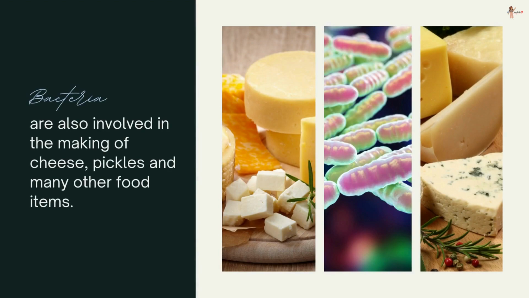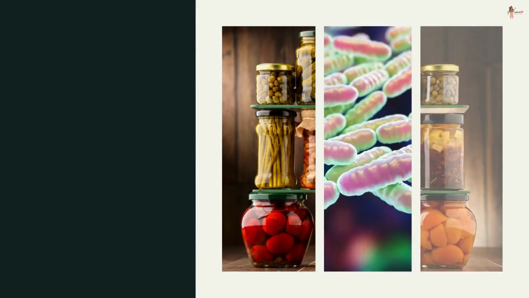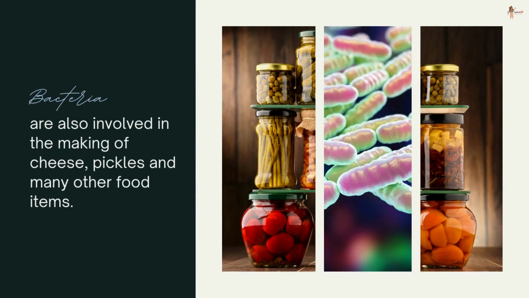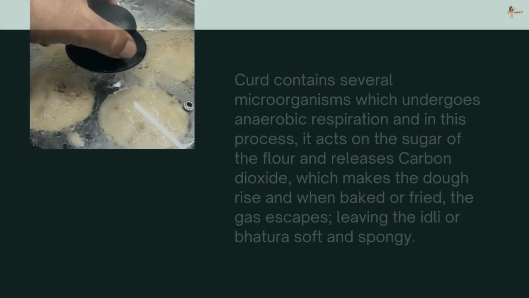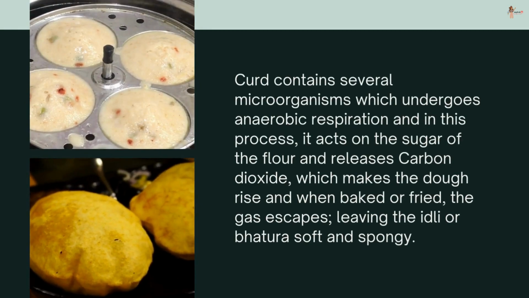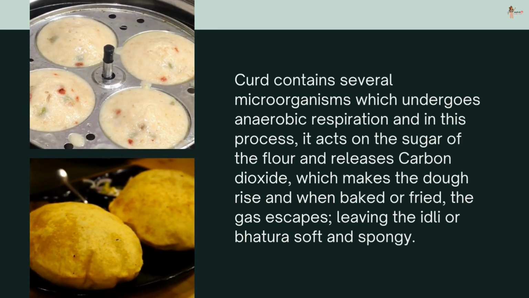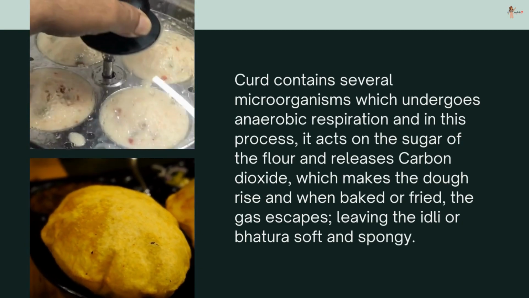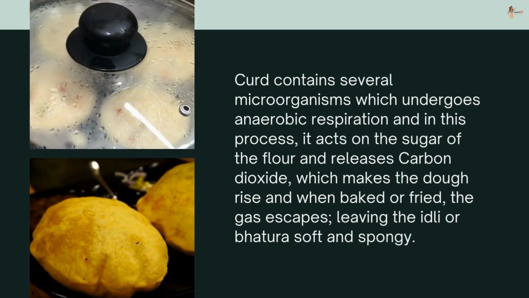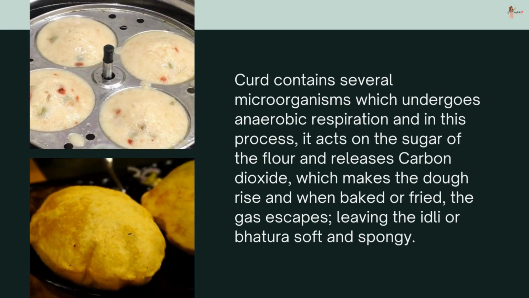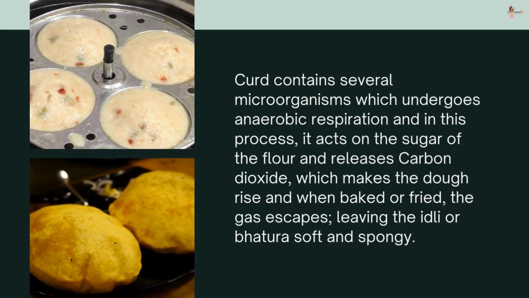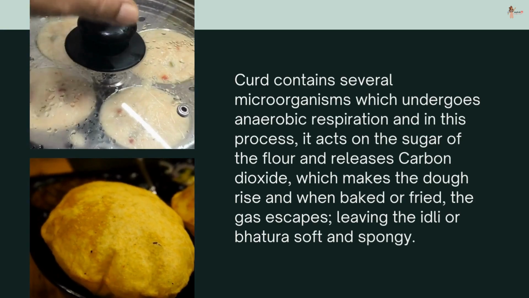Bacteria are also involved in the making of cheese, pickles, and many other food items. An important ingredient of rava idli and bhaturas is curd. Can you guess why? Well, this is because curd contains several microorganisms including Lactobacillus bacteria which undergo anaerobic respiration. In this process, it acts on the sugar of the flour and releases carbon dioxide. This gas makes the dough rise, and when baked or fried, the gas escapes, leaving the idli or bhatura soft and spongy.